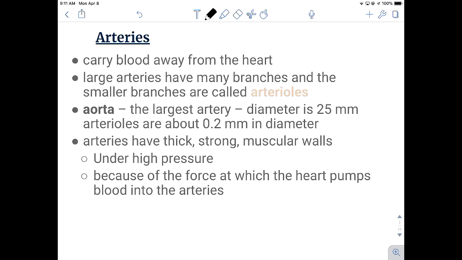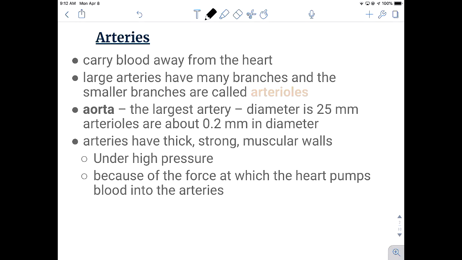So the larger arteries are the ones that are the most dangerous to get damaged. Getting a cut to the neck is a very dangerous place to get cut, or on the inside of the leg. There are also large arteries that go down the arms, and then they branch out into the arterioles.